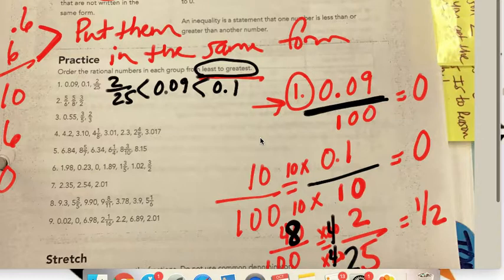In this case, the benchmark fraction didn't help me right here. So again, remember, it's a strategy. It's not always going to work. It's only really helpful whenever your numbers are really spaced far apart and you don't have any close numbers together. So you're going to do the same thing for all of these.